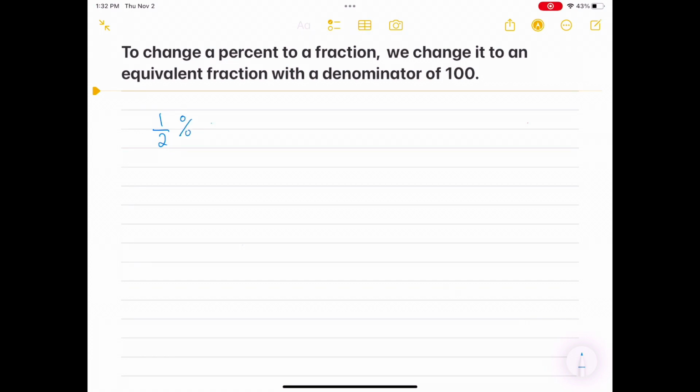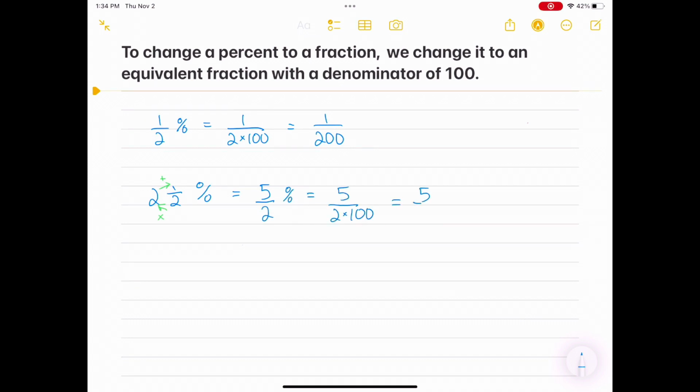1/2% converts to the fraction 1 over 2 times 100, or 1 over 200, or 1/200. To change 2 and 1/2% into a fraction, we first change 2 and 1/2 into an improper fraction of 5/2. So it becomes 5/2%, which equals 5 over 2 times 100, or 5/200, which simplifies to the fraction 1/40.